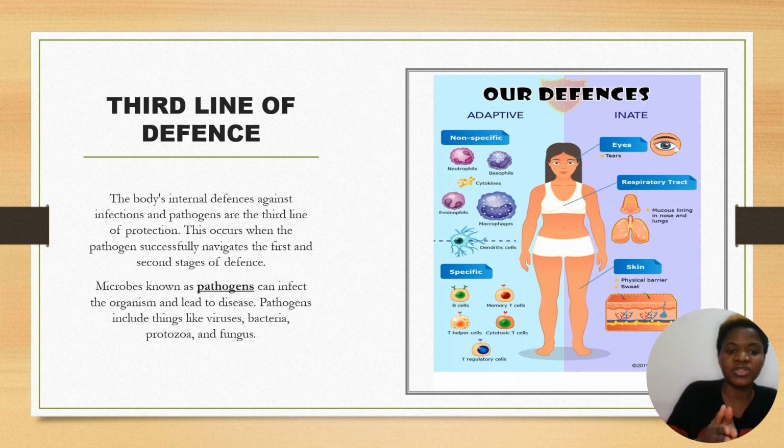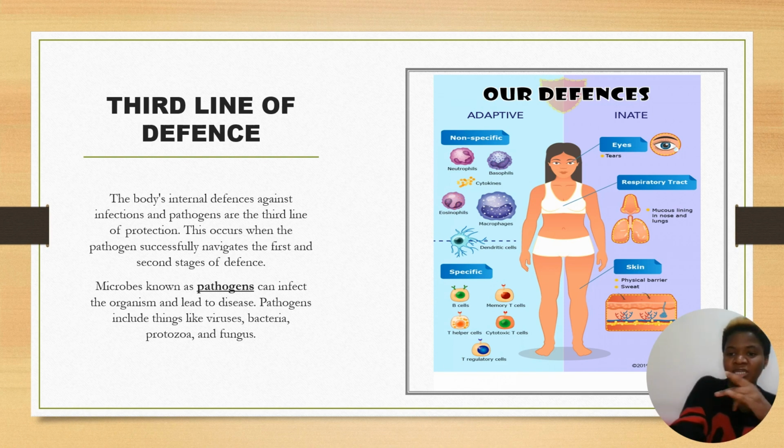The third line of defense is the internal way that our body fights against infections as usual. This occurs when the pathogen successfully navigates the first and second stages. Microbes known as pathogens can infect the organism and lead to diseases. So this third line of defense is where our immunity, our immune system comes into play. Our acquired immunity, this is where it actually comes into play.